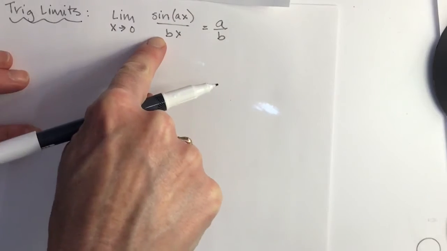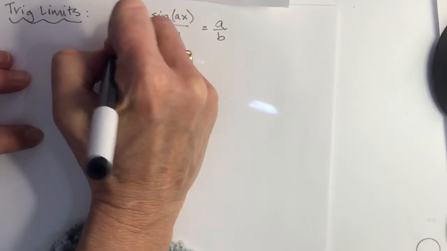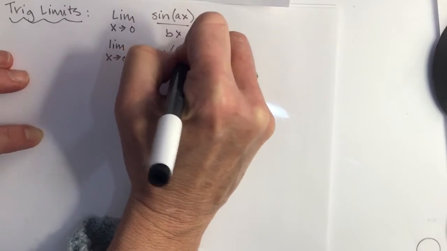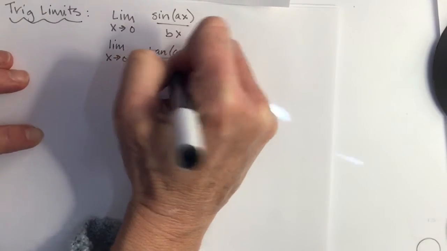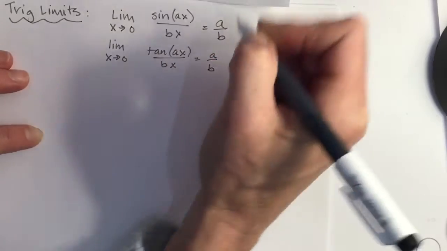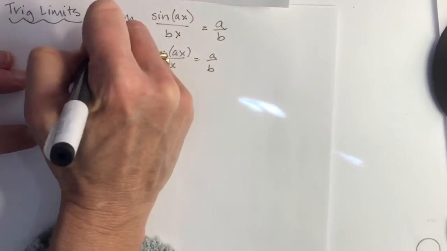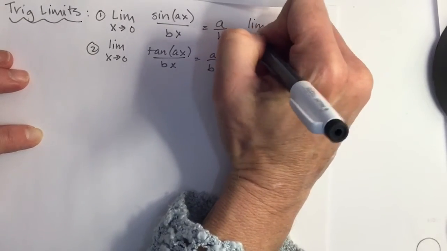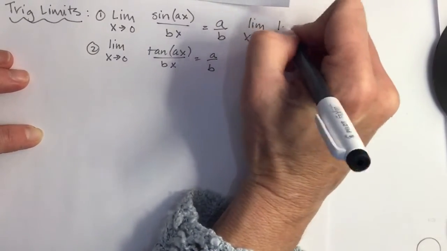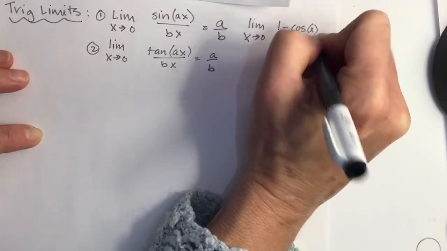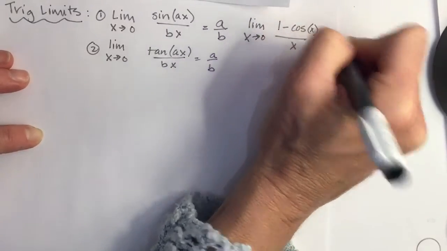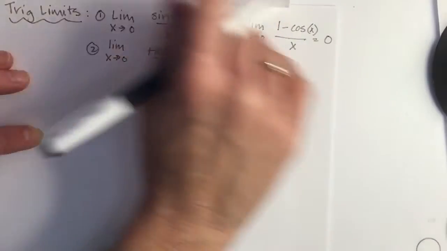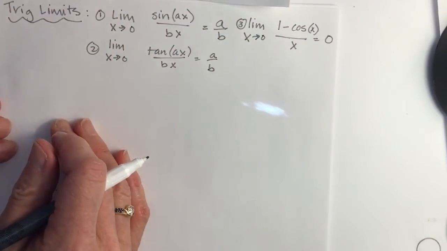Tangent works the same way. The limit as x goes to 0, tangent of ax over bx is still going to be a over b. And then the cosine one, so this is the big one. If you have the limit as x goes to 0, 1 minus cosine x over x, you just have to remember that one is 0. So three kingpins to remember.